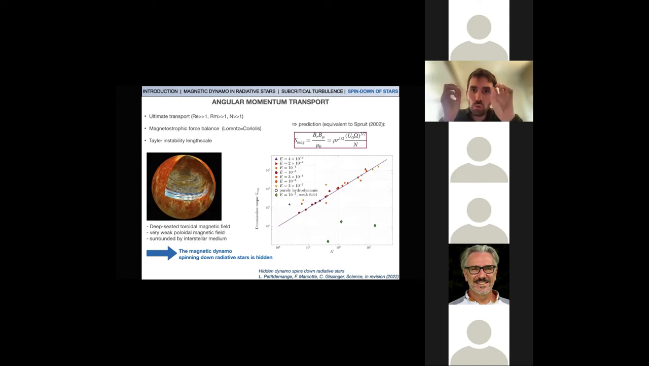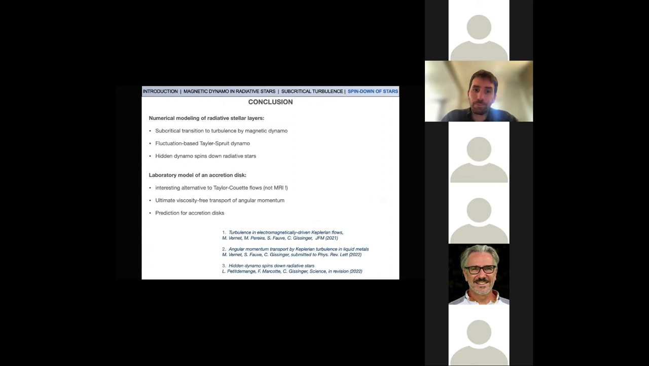So if you remember in the introduction of this part, I said that there are some stars that have no magnetic field. So there is some doubt on the Tayler-Spruit scenario. If you have no magnetic field, you can't have this very nice magnetostrophic scenario. But we discovered that in our simulations, in fact, this is the turbulence. You can see that in yellow. And the blue stuff is the magnetic field. The magnetic field we have is a toroidal magnetic field. And it's located deep inside the radiative region. So when we take our simulation and we measure the field outside the star, we get almost nothing. So we have a dynamo. We have the Tayler-Spruit or some kind of Tayler-Spruit dynamo, but it's completely hidden from outside. So this may explain why we can find spinning down stars with no apparent magnetic field. So this is more or less the title of our paper, Hidden dynamo spins down radiative stars.